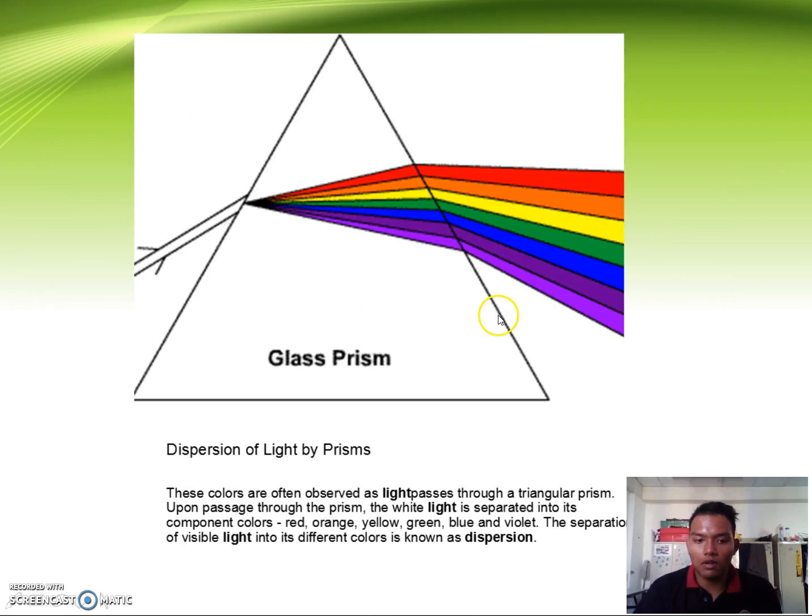Glass prism. Dispersion of light by prisms. These colors are often observed as light passes through a triangular prism. Upon passage through the prism, the white light is separated into its component colors, which are red, orange, yellow, green, blue, and violet. The separation of visible light into its different colors is known as dispersion.